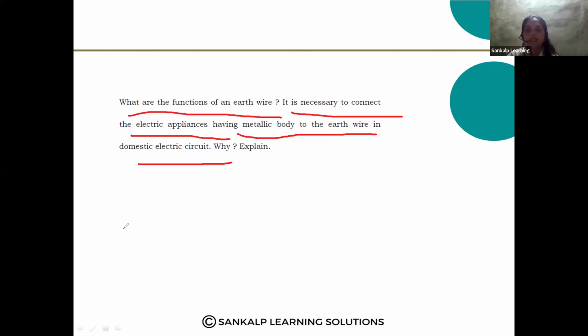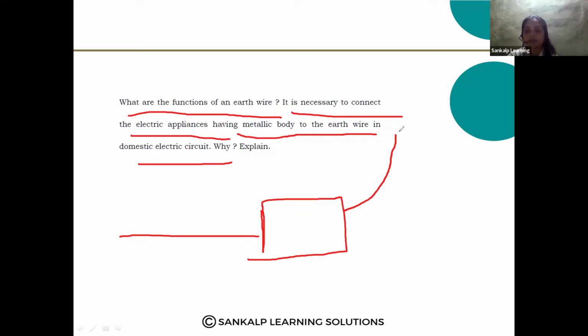When the electric circuit is connected to the electric appliances and there is a leakage of the electric current, the metallic body is able to carry that current. But then what will the earth wire do? The earth wire will carry the leakage of the electric current to the earth. So a wire is connected to the earth. You can check in your house; the extra leakage current from the metal body of the electric appliances is supplied to the earth, since they have connected it to the earth.